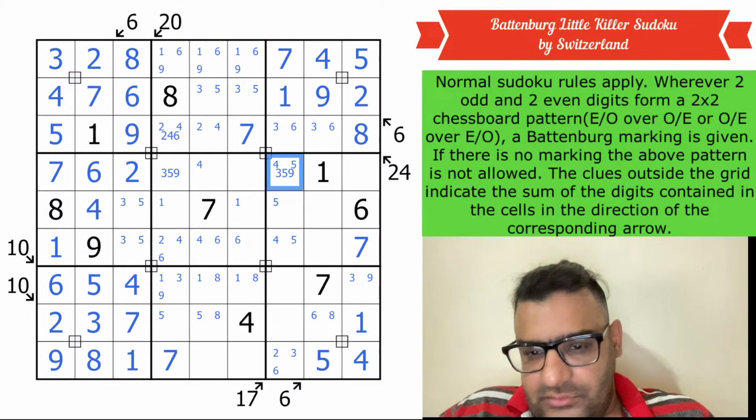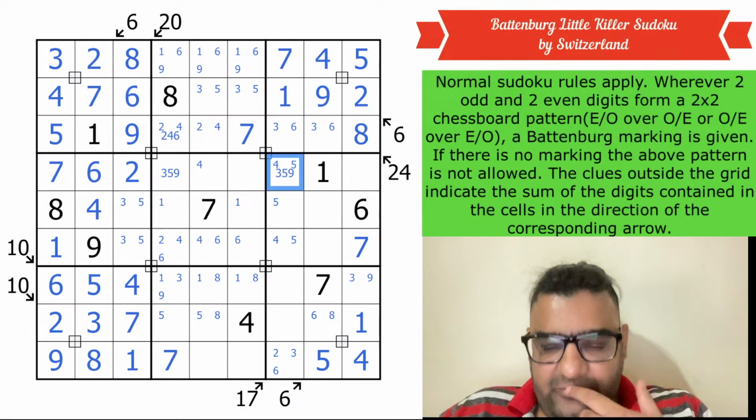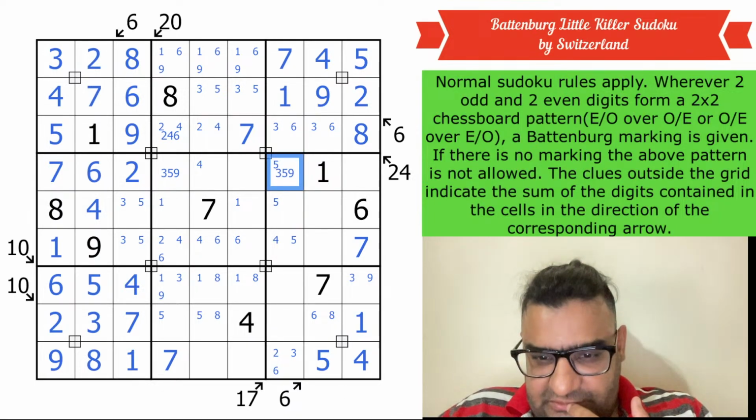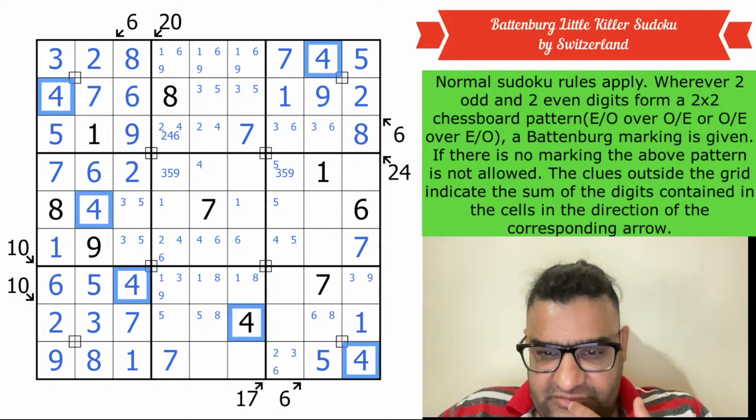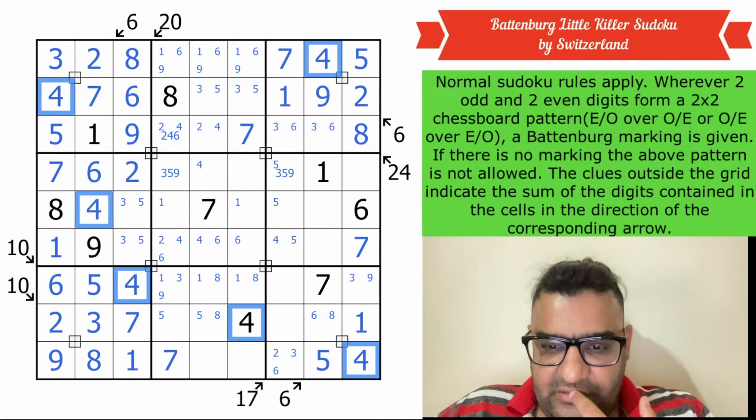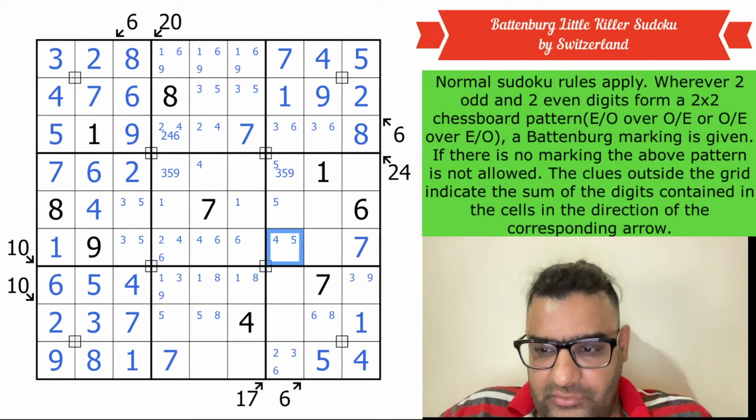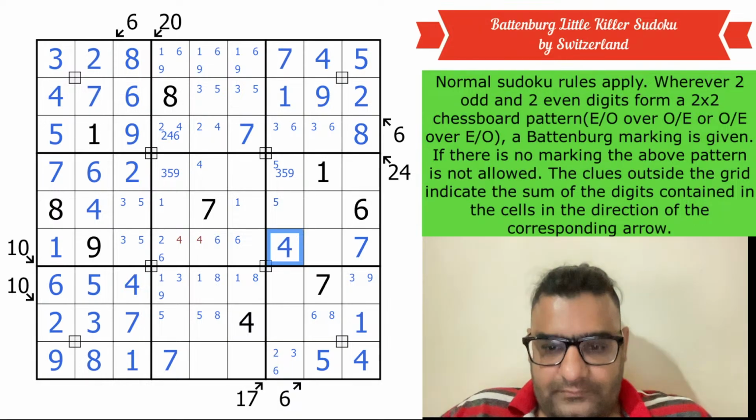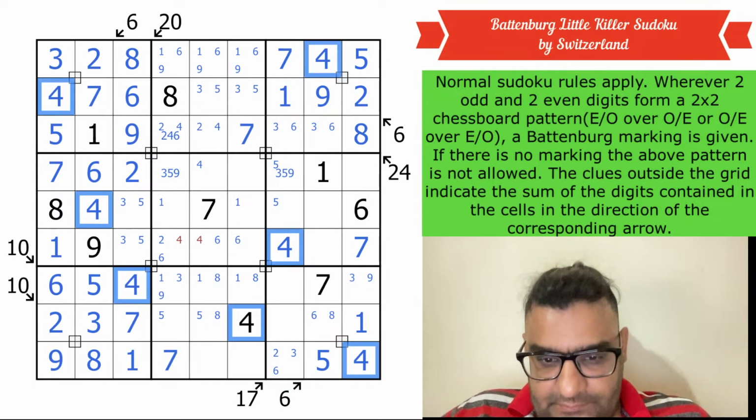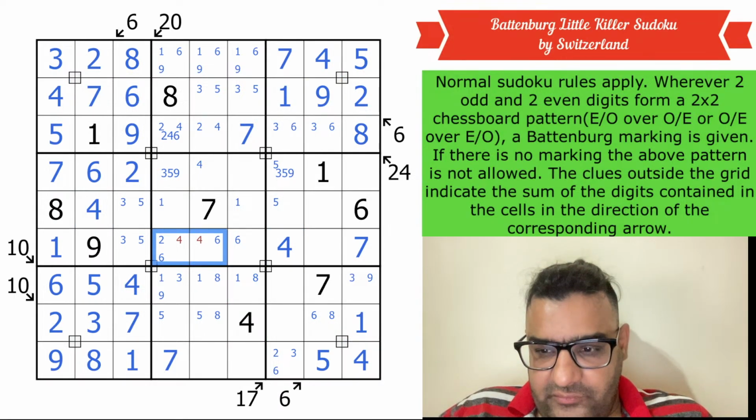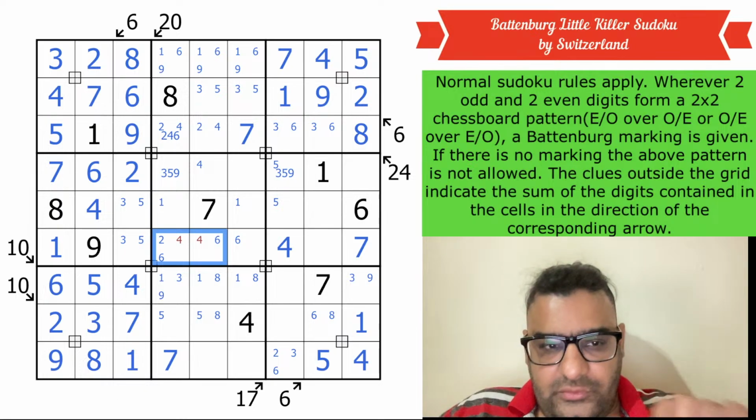So this cannot have a four. This cannot have a four. So if I check four again, this cannot have four. This cannot have four. So this is going to be a four. Yes, right. These two numbers cannot have a 4.